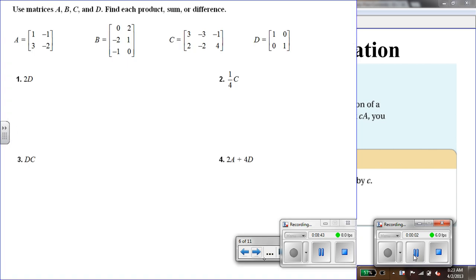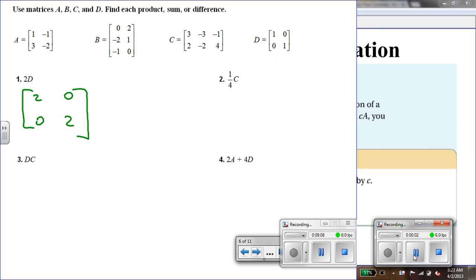Okay. All right, now, this says find each product, sum, or difference. So we have 4 of them to do here. The first 2 are pretty easy. All we're going to do for number 1 is what? Yeah, you're just going to take 2 and multiply it through all the entries in D. And so that's going to come out to be what? 2, 0, 0, 2. Okay, pretty simple.